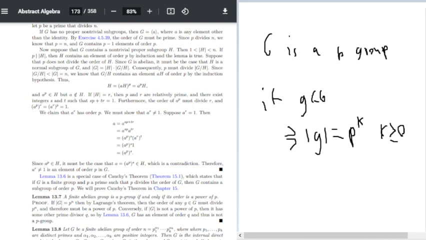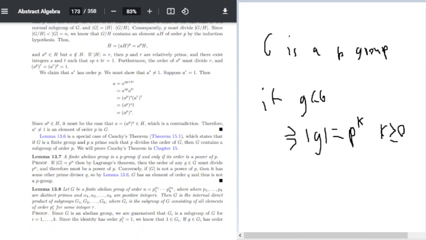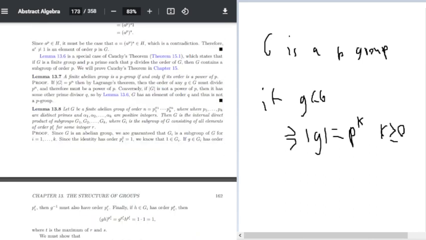One of the reasons that I wasn't trying to prove it is because factor groups make this an actually handleable task. Alright, anyways. Lemma 13.6 is a special case of Cauchy's theorem, theorem 15.1, which states that if G is a finite group, and p a prime such that p divides the order of G, then G contains a subgroup of order p. We will prove Cauchy's theorem in chapter 15.